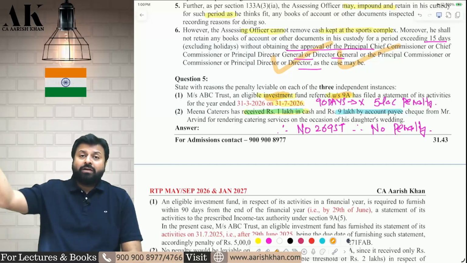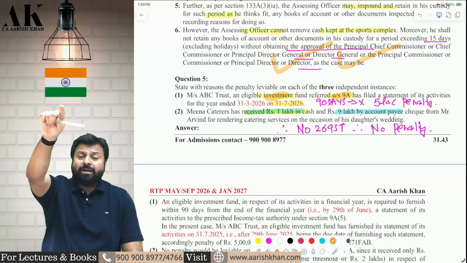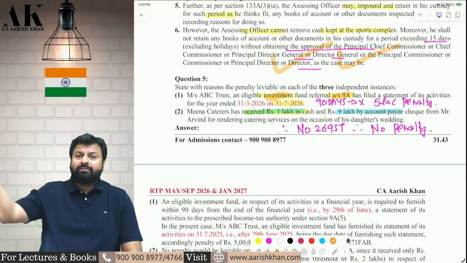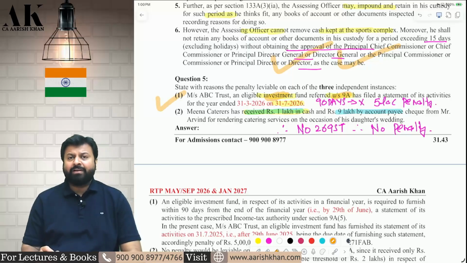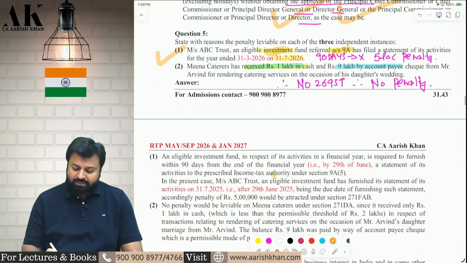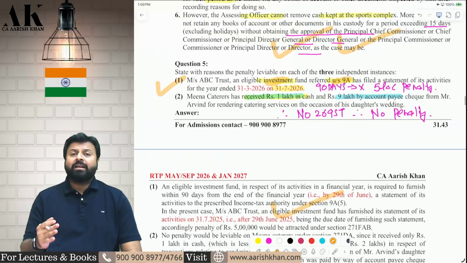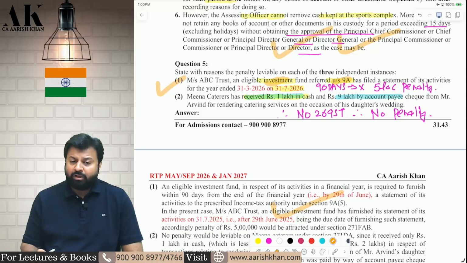So they have to file a statement in form 3CK by 29th of June 2026. If they don't file a statement under form 3CK, then they will be liable for a penalty of 5 lakh rupees under 271FAB. That is what is mentioned over here. So what is the penalty for not filing the statement within 90 days? It is 5 lakh rupees under 271FAB. I hope it is clear.